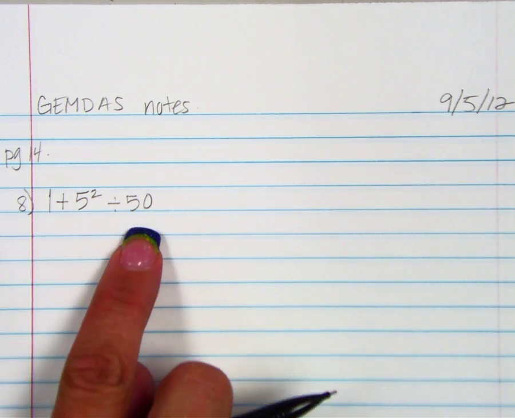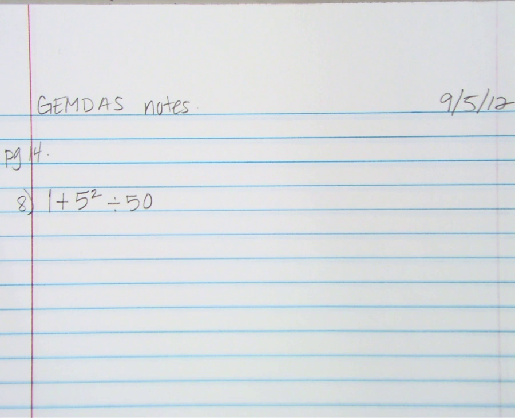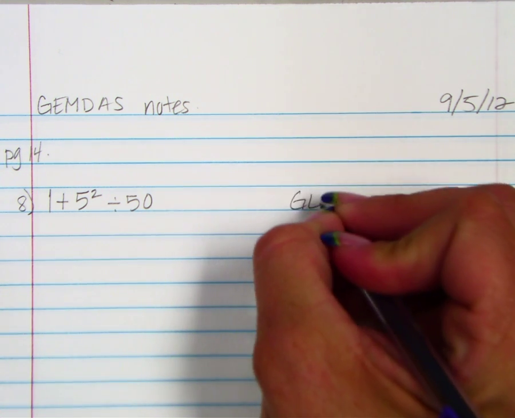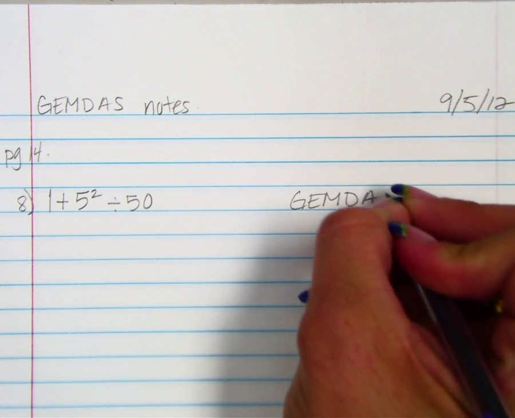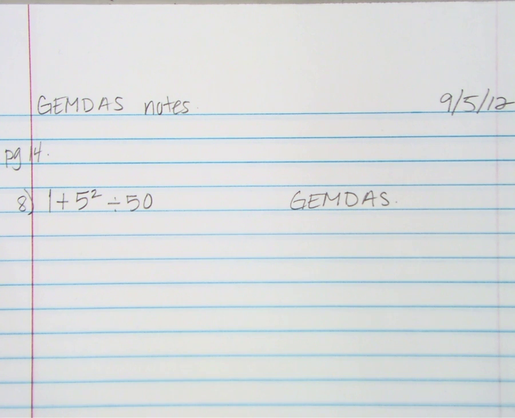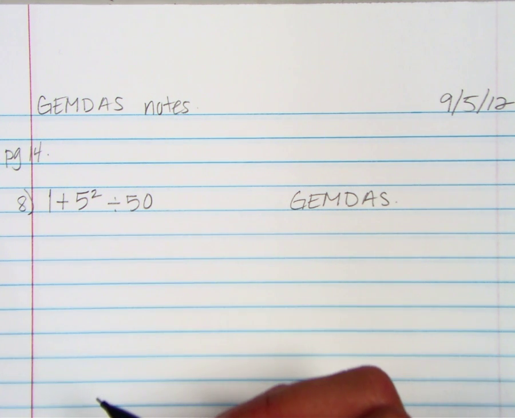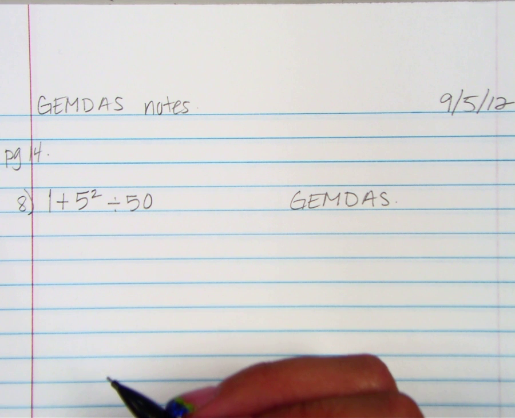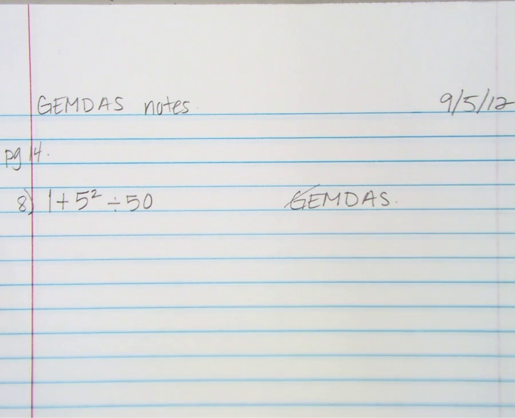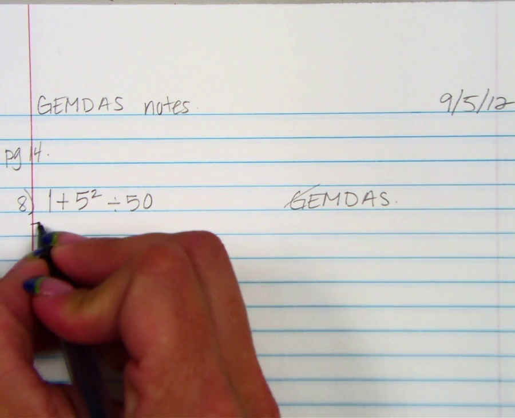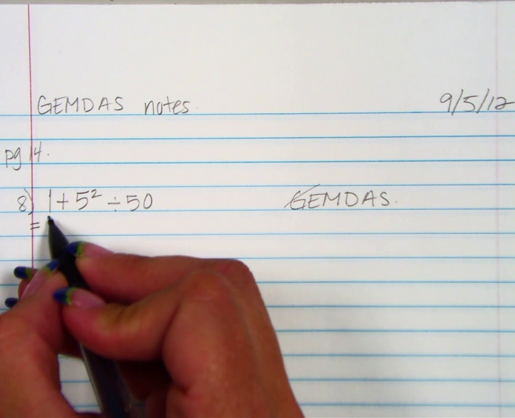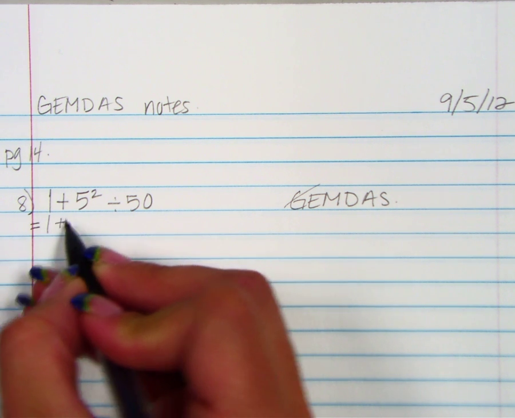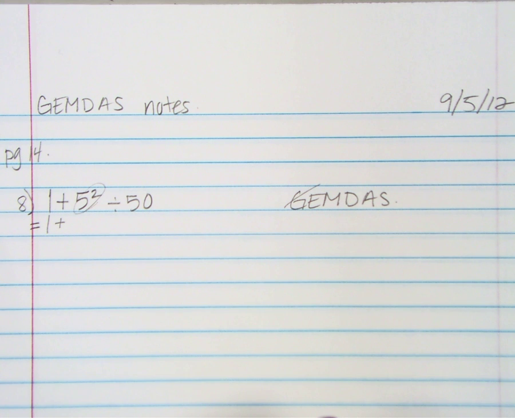So make sure that you always copy your problem down from your book. And now we're going to remind ourselves that we are following the rules of GEMDAS, okay, the order of operations. And so we have grouping symbols first, but in this problem there are no grouping symbols. So I'm going to cross it off, and I'm going to deal with exponents. Now, to deal with my exponents, I have to leave this number 1 alone, my plus sign alone, and I get to deal with this exponent.